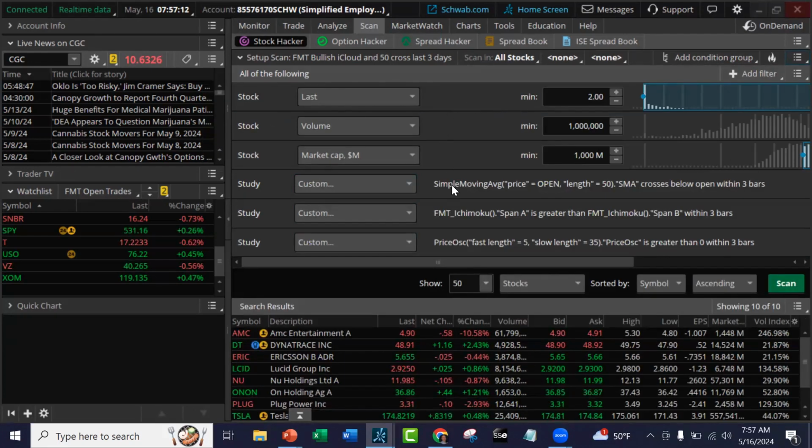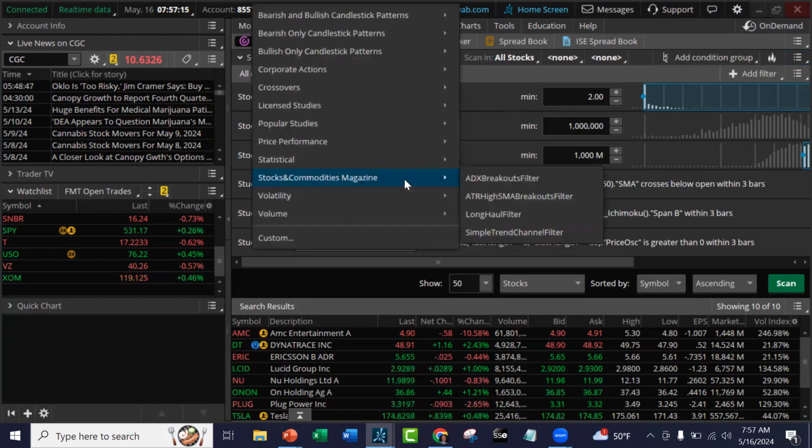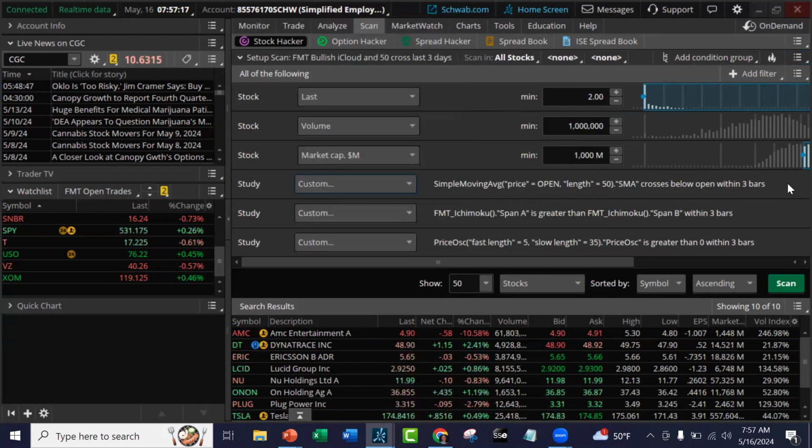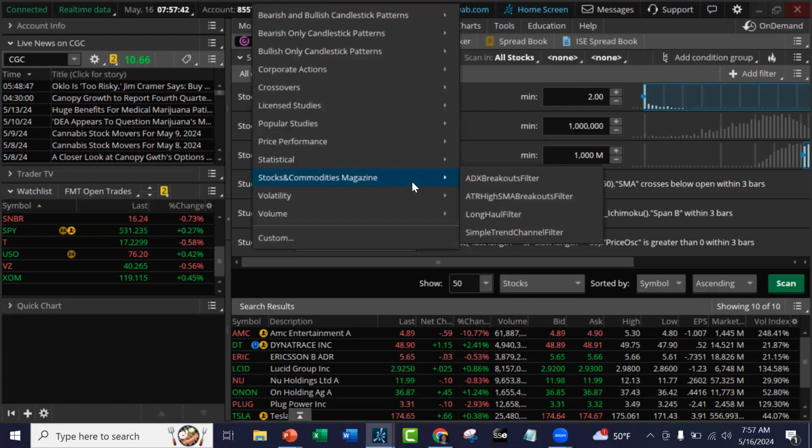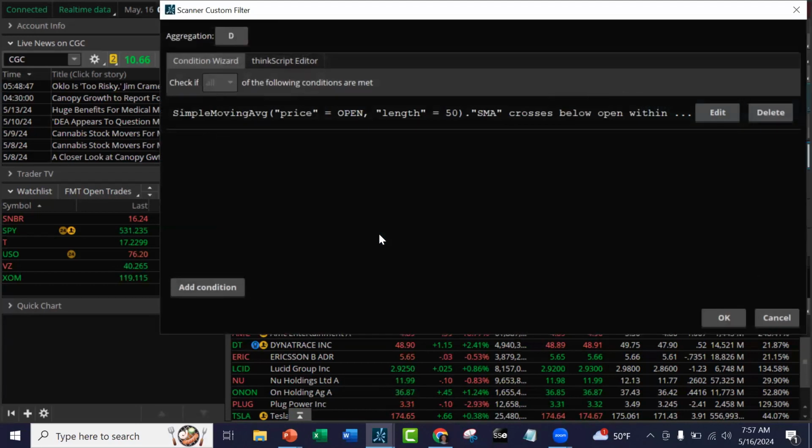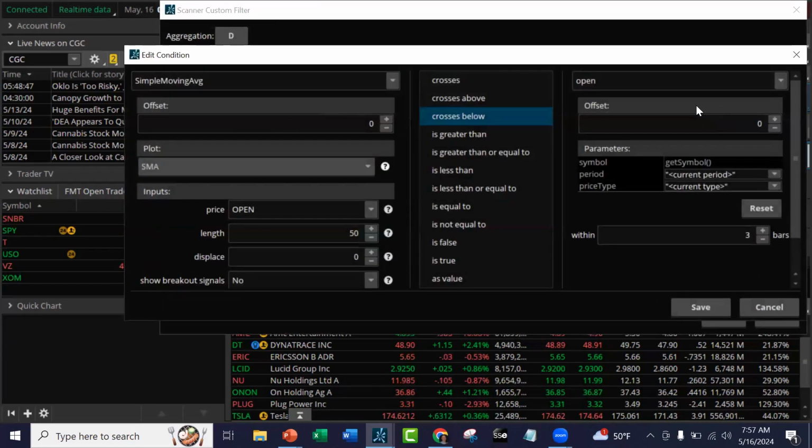So I've got the study, I got simple moving average defined. Simple moving average open, length of 50. So, simple moving average, one moving average line. I set it at 50 because I want to see when it crosses the 50-day moving average. And so when the SMA is below the open, it's kind of a weird terminology, right? Within 3 bars. So in the last 3 days, and that's an important point too. Let's see if it loads it up here. Edit, here it is.